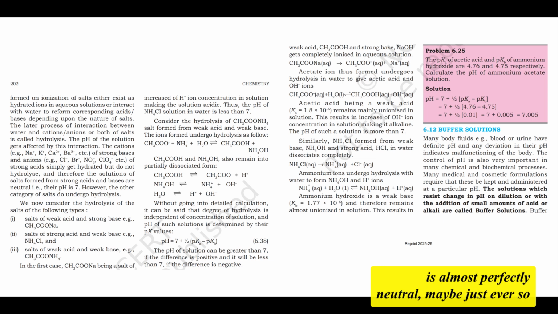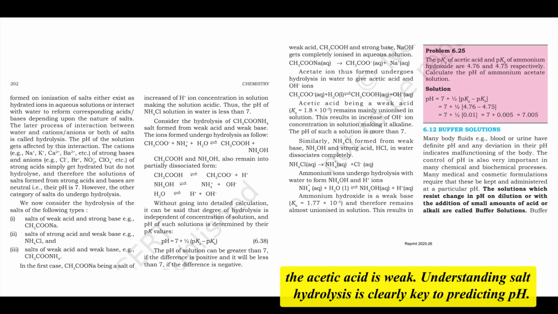So the solution is almost perfectly neutral, maybe just ever so slightly basic because the base ammonia is just marginally stronger, with a slightly smaller pKb than the acetic acid's. Understanding salt hydrolysis is clearly key to predicting pH.